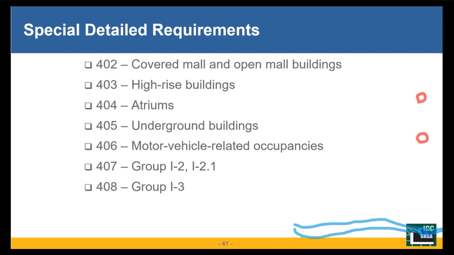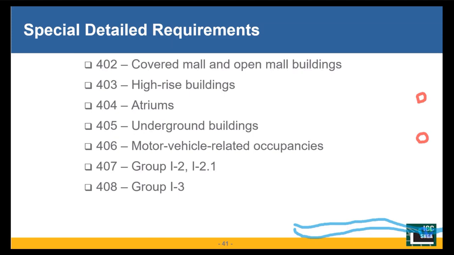Underground buildings and atriums. I skipped atrium, so let me talk a little bit about atriums. That's a little bit of a challenge too. It's a vertical opening connecting two or more stories. And that's a situation where the code addresses the risk because you have a large opening where smoke can travel and so forth. They're discussed in more detail in section 712.1.6. That's again chapter 7.